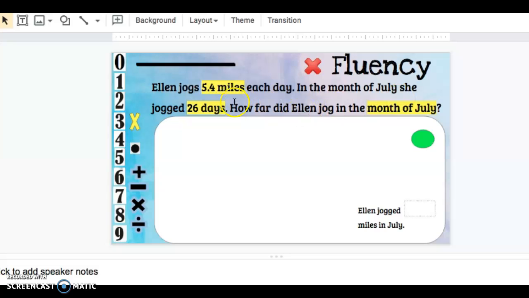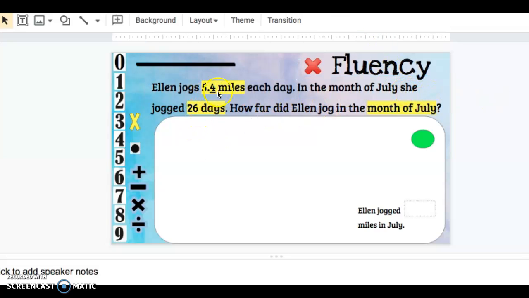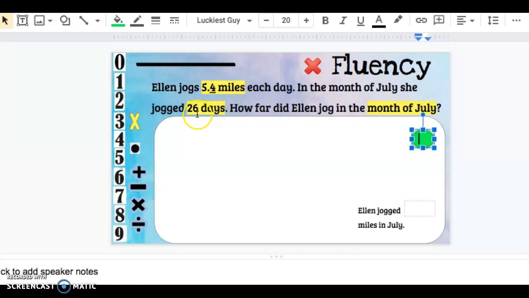Now remember what I told you. If you are multiplying two numbers, the first thing you want to do is count the numbers that are behind the decimal points in both numbers. In 5.4 there's one number. In 26 there's no numbers. So that means, remember that green circle we had in fluency yesterday, we are only moving that decimal point one time.